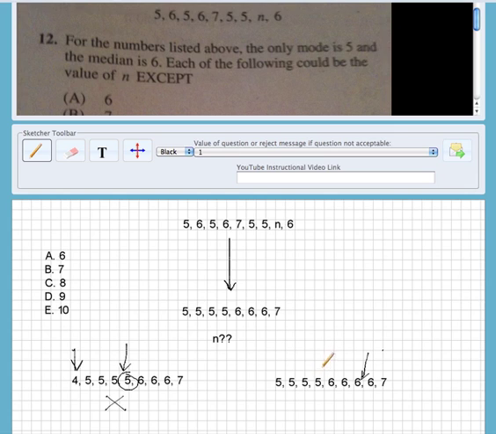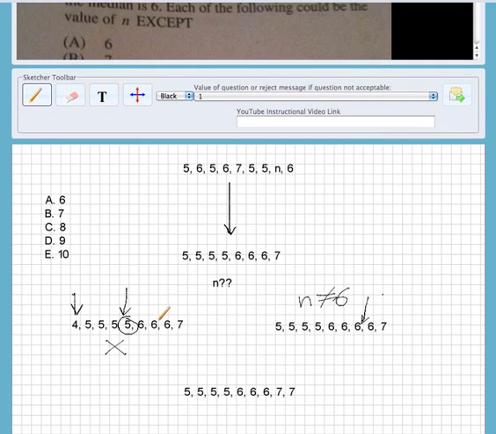Okay, now the problem with this here is that the mode is 5 and 6 because the mode is the number that appears the most. So there's 4 5s and 4 6s, so there's actually 2 modes in this set of data. Okay, so that tells us that n cannot equal 6. So that looks like that might be our answer, choice A here.